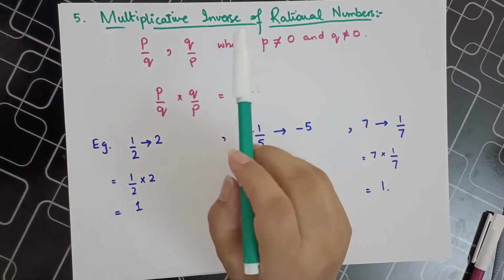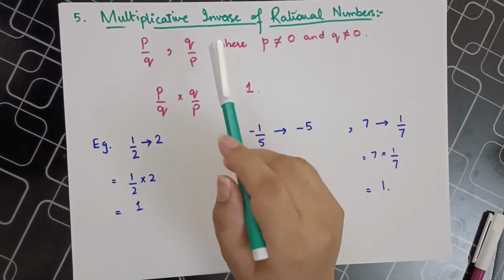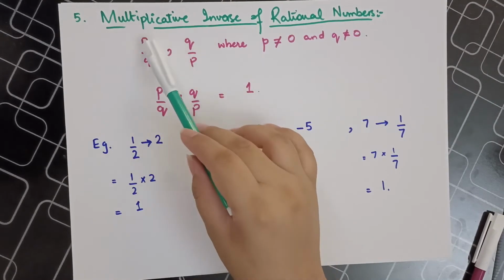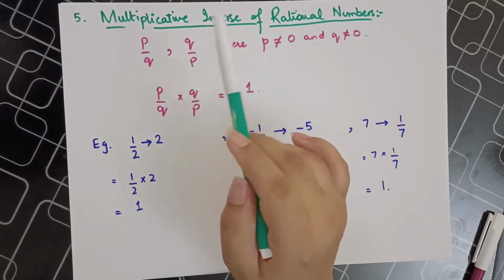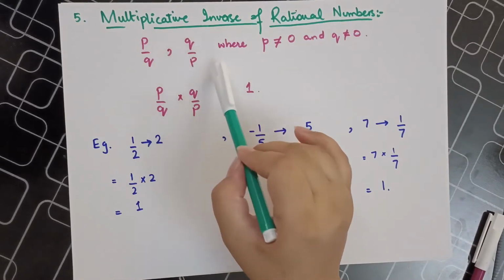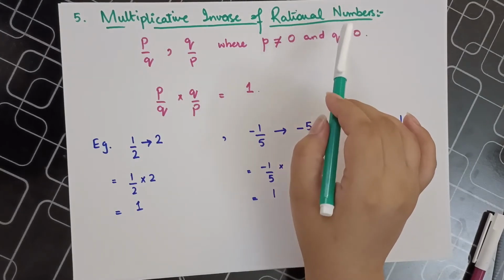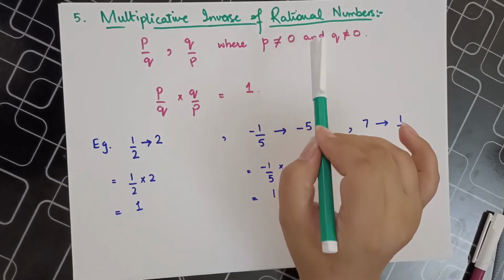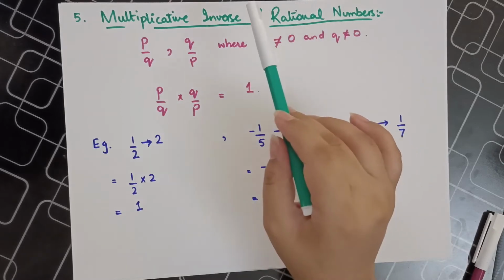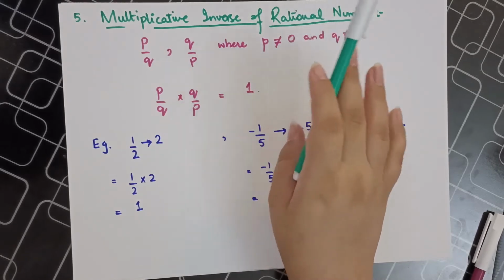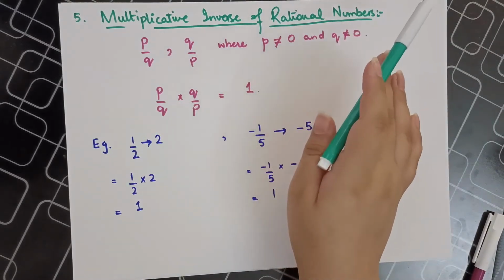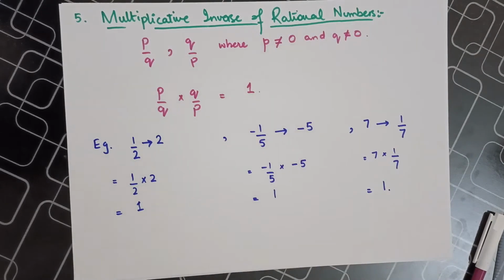Okay, so look at the basic example here. P upon Q and Q upon P are two rational numbers where P and Q are not 0. This is a condition where P and Q cannot be 0, because if one of them is 0, when you multiply a 0 with any number, the resulting answer will be 0. So multiplicative inverse is not possible.